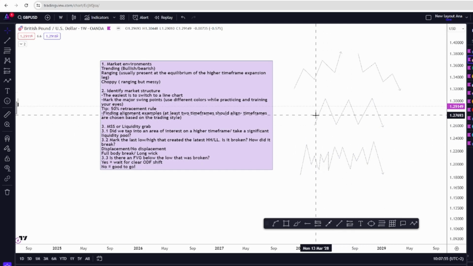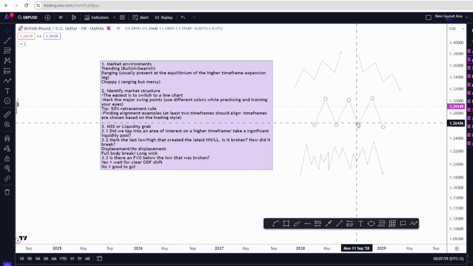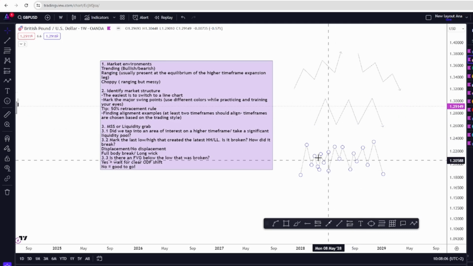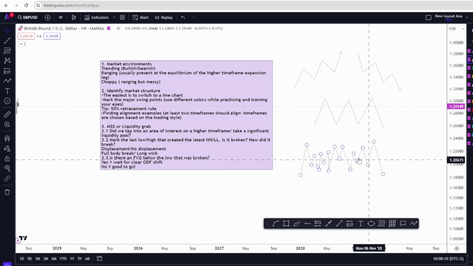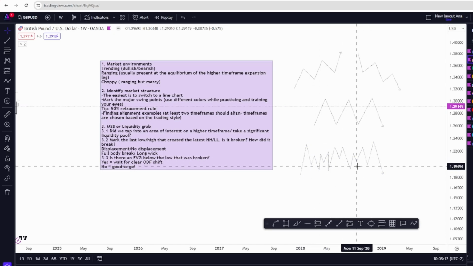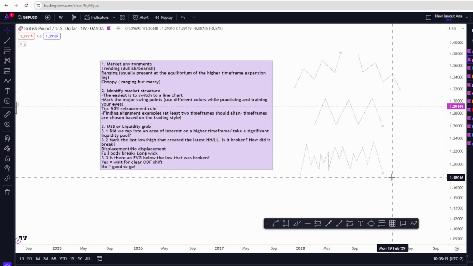So we have a clean ranging market when we can identify and see that price is bouncing between two different levels, and we can look for opportunities within this ranging market. But sometimes price is not clean at all, and it's liquidating all possible internal structure, and it's very hard to identify where price is heading. In such kinds of environments, we want to stay away.